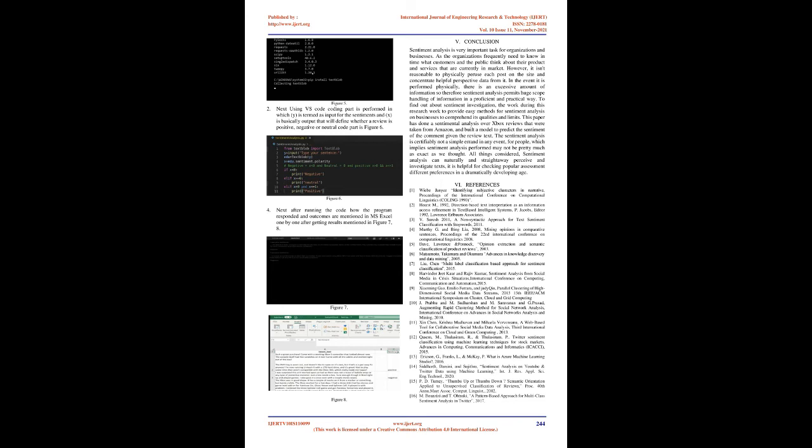B. Sentiment analysis using Python. To support the work, screenshots of how the task was performed are mentioned below. 1. To perform the task, first pip and then TextBlob need to be installed using the command prompt terminal of a Windows system. Screenshots are in Figures 4 and 5. 2. Next, using VS Code, the coding is performed in which Y is termed as the input for the sentiments and X is the output that will define whether a review is positive, negative, or neutral. The code is in Figure 6.